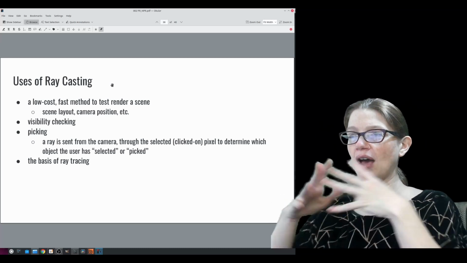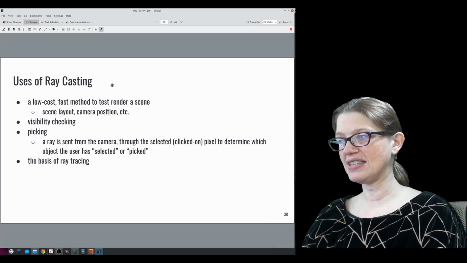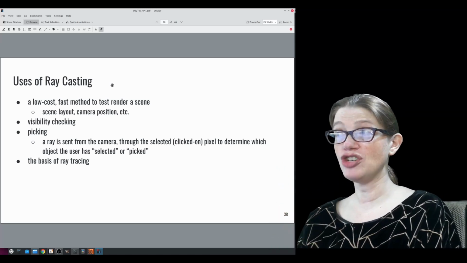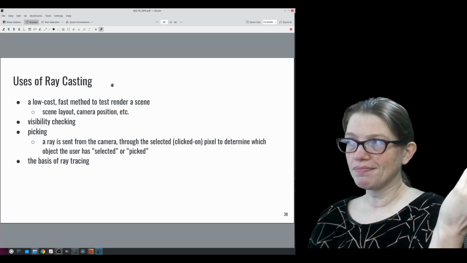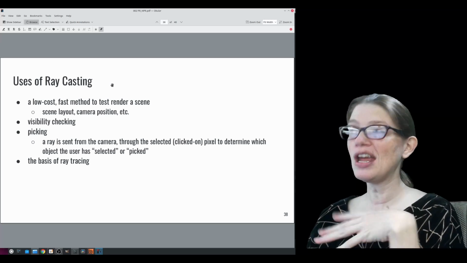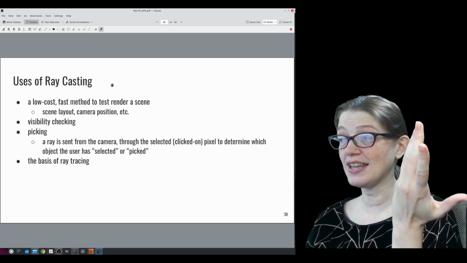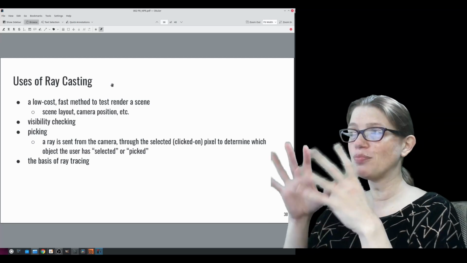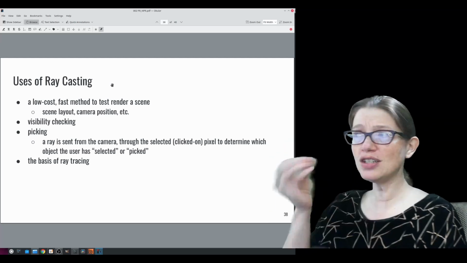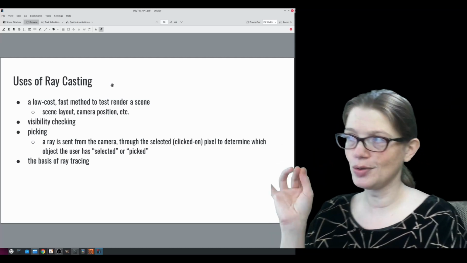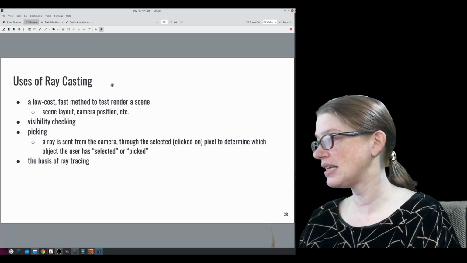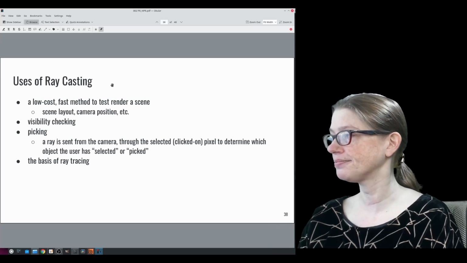But let's talk now more about ray casting in general. So what do we use it for? Obviously, as I've mentioned, it's the first part of ray tracing. Before we can figure out how pretty a pixel should look, we need to know if we intersect any objects. So this is the very first step to our ray tracer. It's just the visibility test. What am I seeing?